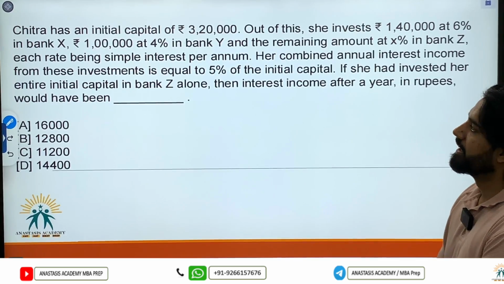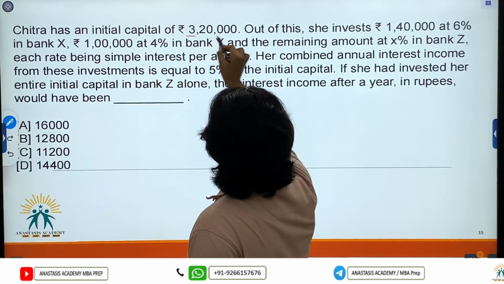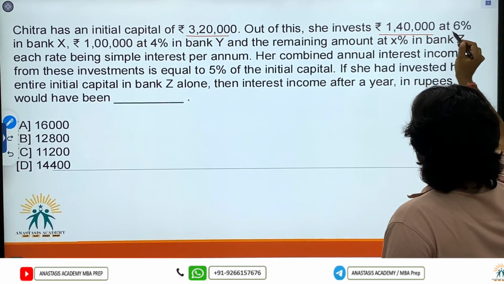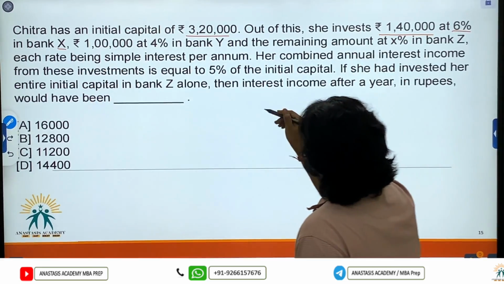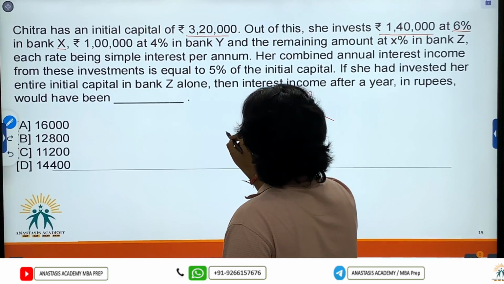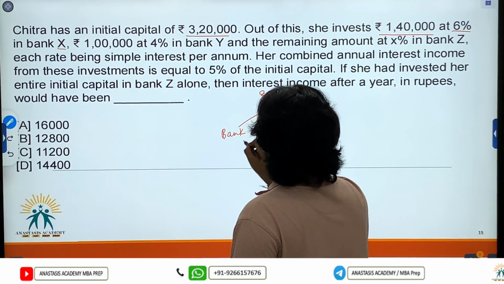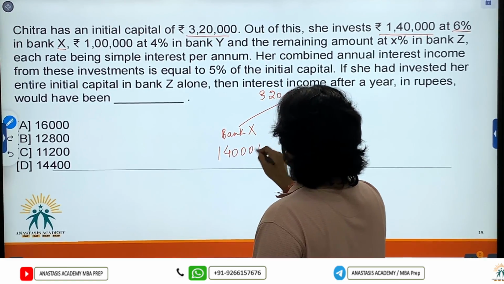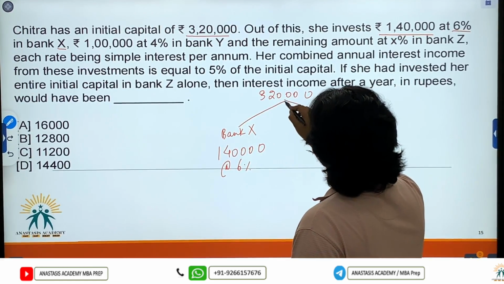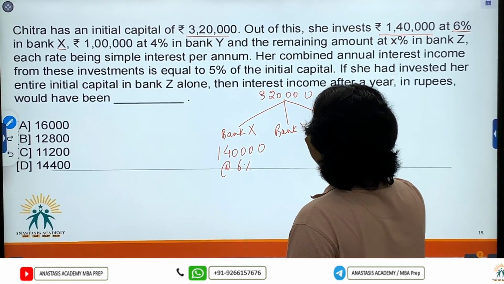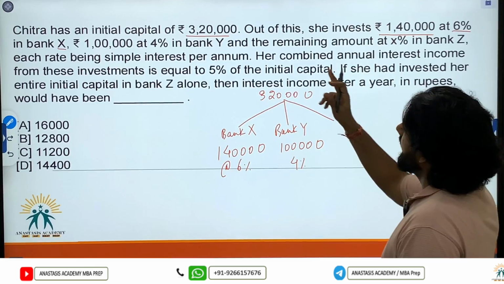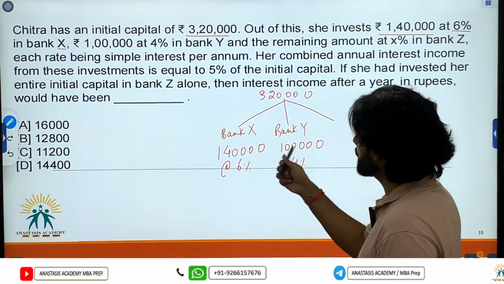Solve this question. Chitra has an initial capital of ₹3,20,000. Out of this, she invests ₹1,40,000 at 6% in Bank X, then ₹1 lakh in Bank Y at 4%, and the remaining amount would be 3,20,000 minus 2,40,000.